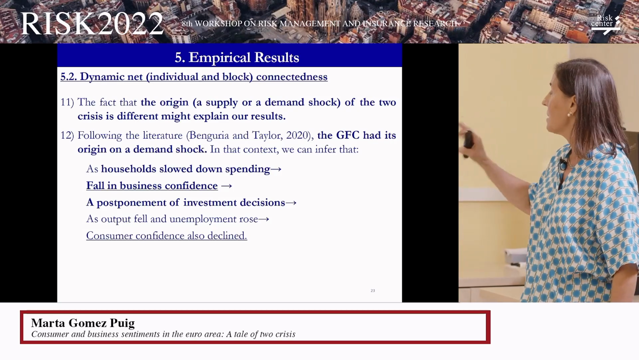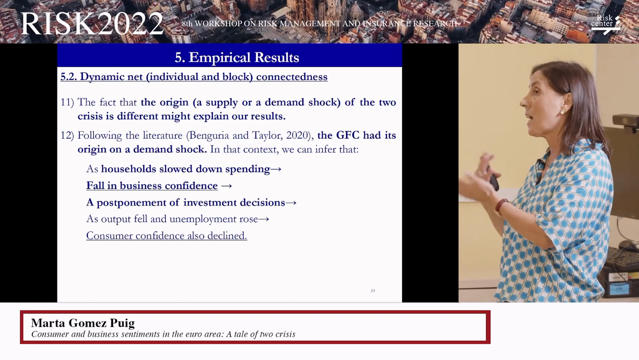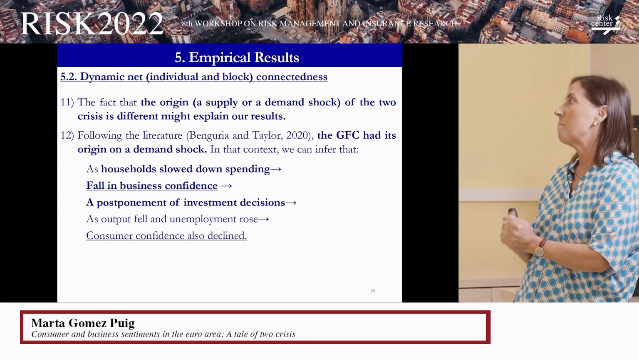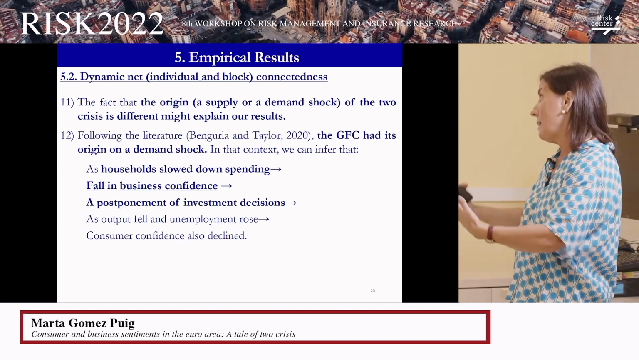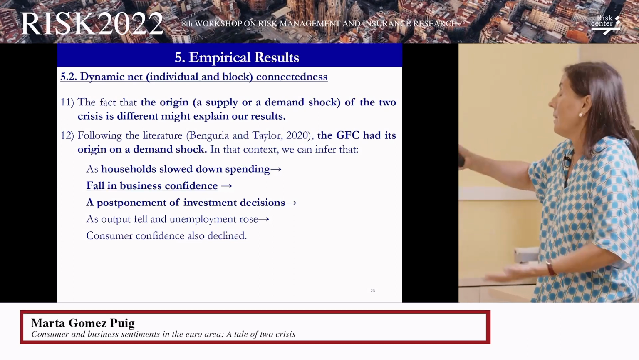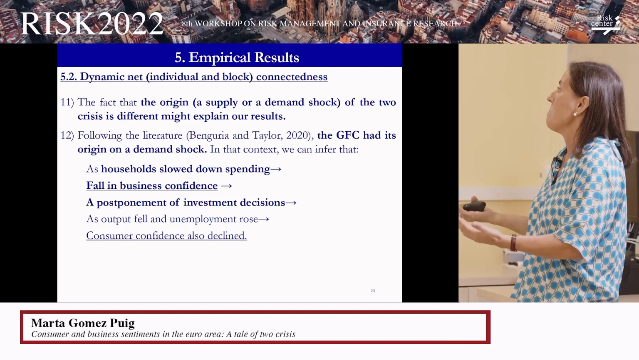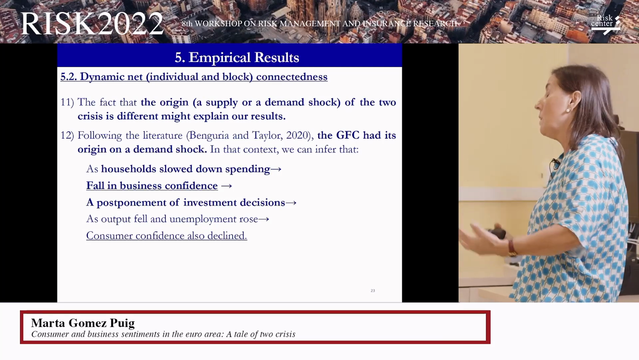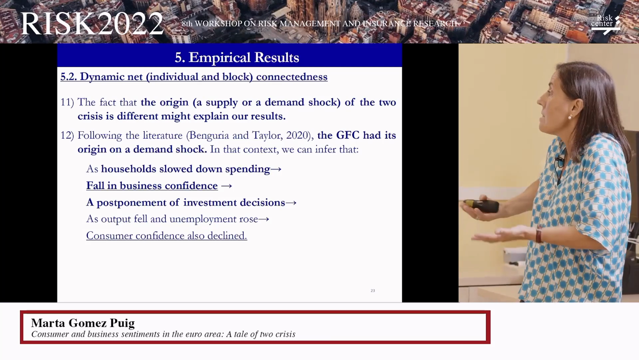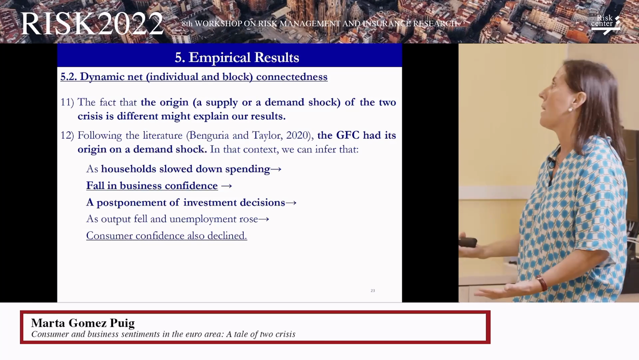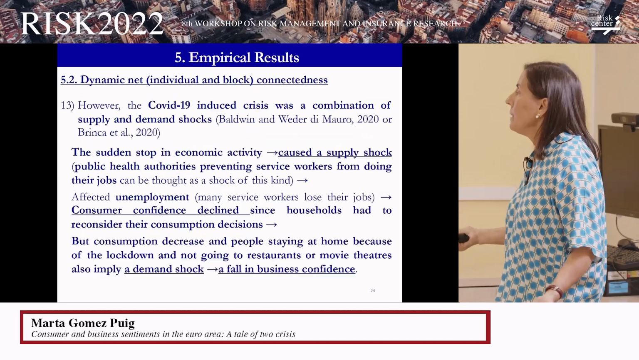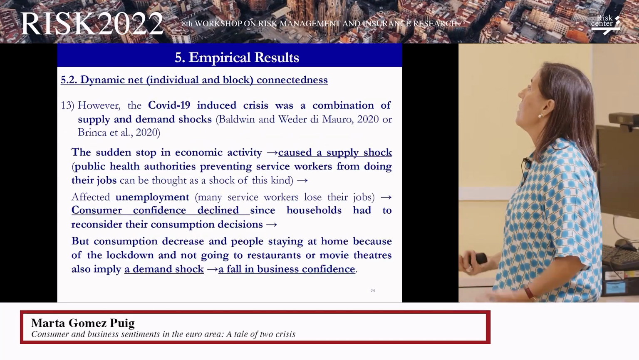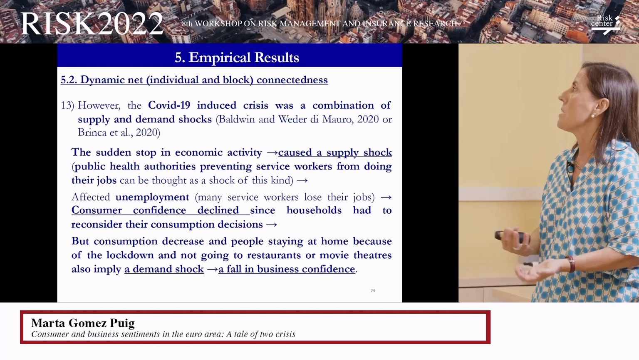In that context, we can infer that as households slow down spending, that causes a fall in business confidence, then that causes a postponement of investment decisions, and as output falls and unemployment rises, consumer confidence also declines. A completely different story happened during the COVID-19 crisis, which is a combination of a supply and a demand shock.